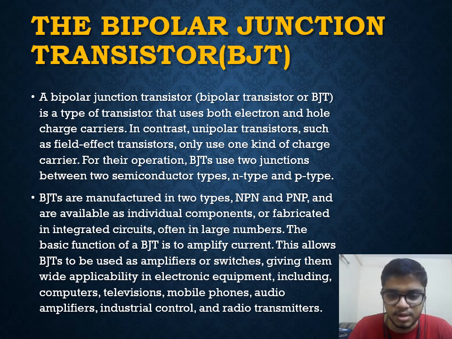BJTs are manufactured in two types, NPN and PNP, and they are available as individual components and fabricated in large numbers. The basic function of a BJT is to amplify current. This allows the BJT to be used as an amplifier or switch, giving it wide applicability in electronic equipment, including computers, televisions, industrial control, and radio transmitters.